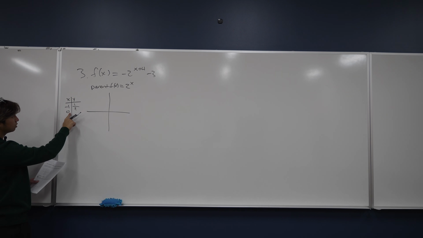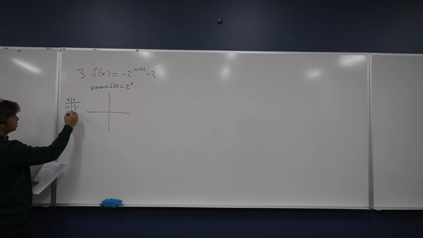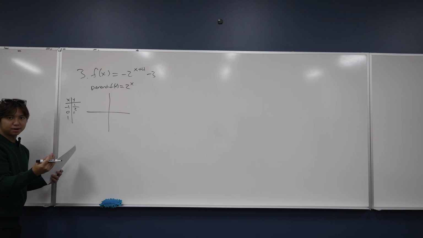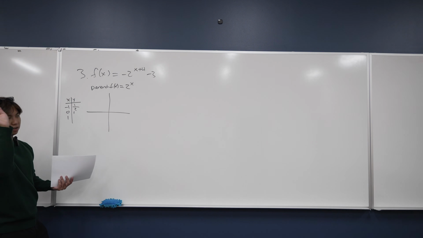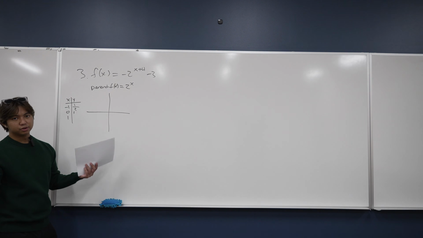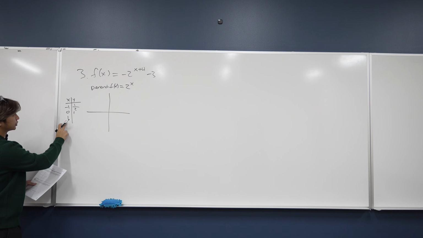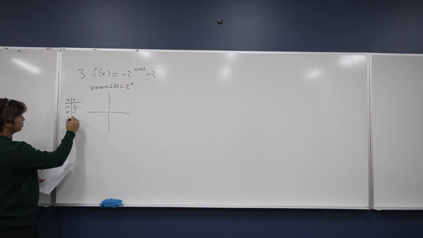2 to the power of 0 gives me 1. We should know by now that any number to the power of 0 gives me 1, no matter what. It can be 3 to the 0, 4 to the 0, 100 to the 0, and we'll get 1. So let's do 1 now. 2 to the 1 gives me 2.